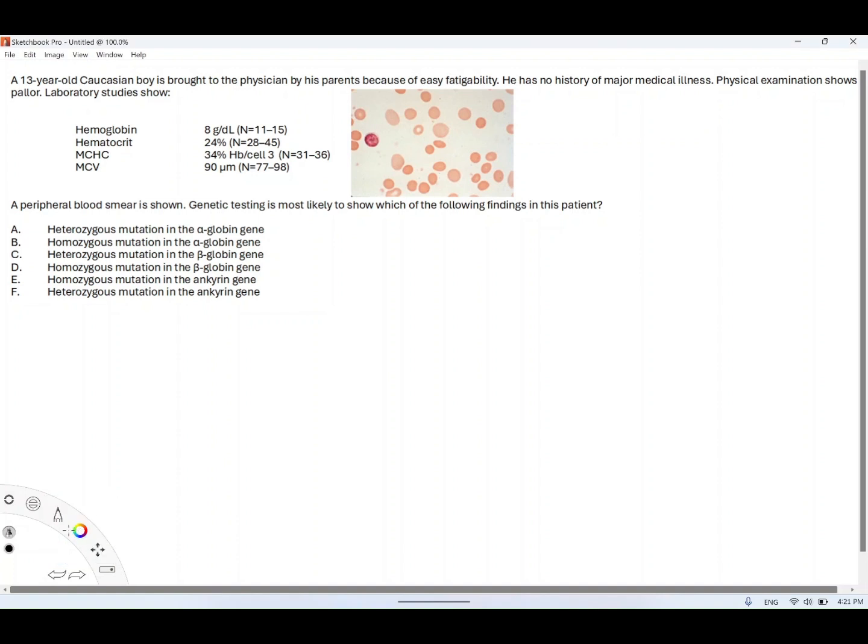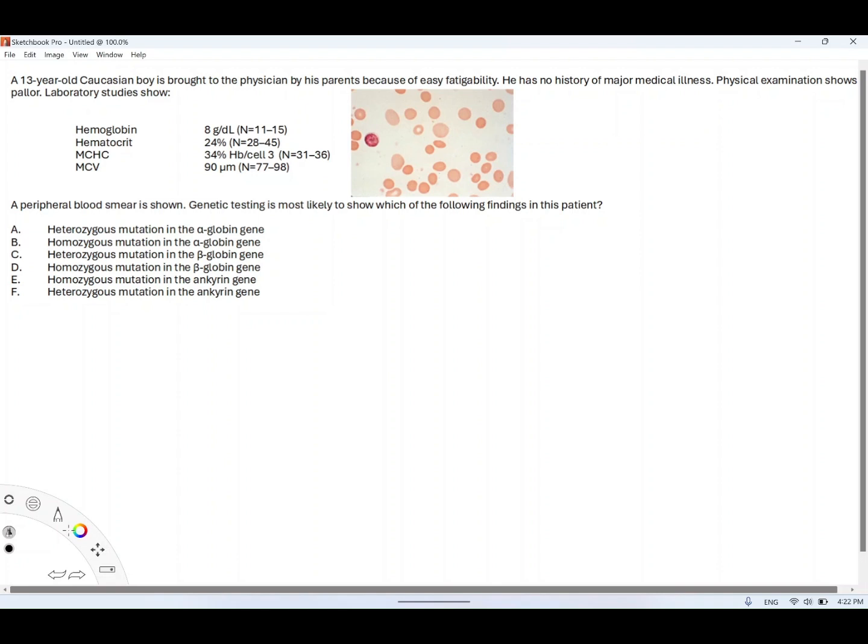Okay, so a 13-year-old Caucasian boy is brought to the physician by his parents because of easy fatigability. He has no history of major medical illness. Physical examination shows pallor. Laboratory study shows hemoglobin is 8, which is low. Hematocrit is 24, which is low. Mean corpuscular hemoglobin concentration 34 is normal. Usually I would expect it to be high or low, but mean corpuscular volume 90 is normal. A peripheral blood smear is shown. Look at the picture. Genetic testing is most likely to show which of the following findings in this patient?